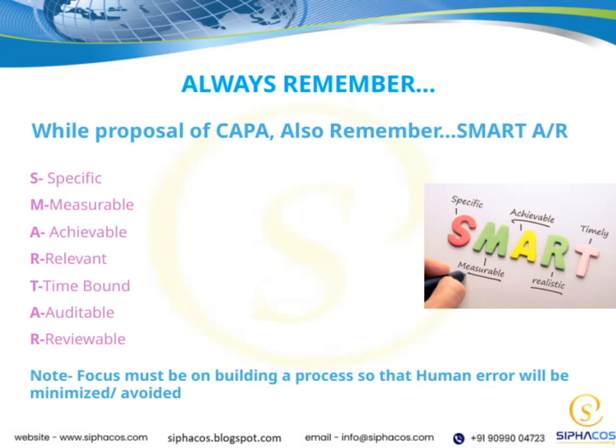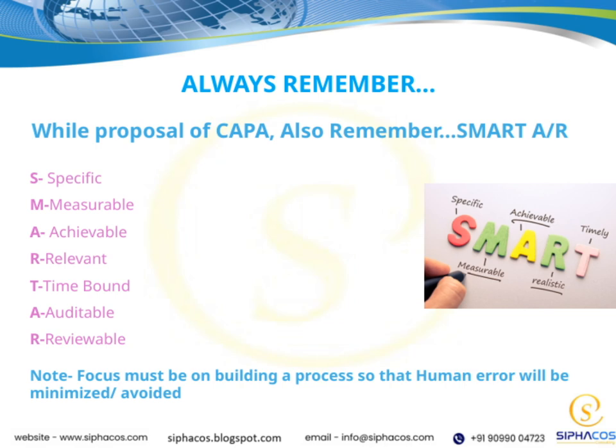Now, let's talk about building an effective process for CAPA proposals that minimizes human error. When setting objectives, remember the SMART criteria: specific, measurable, achievable, relevant, and time-bound. These elements help ensure your goals are clear and realistic. But there's more. Adding auditable and reviewable to the mix makes your process even stronger. Being auditable means you can track and verify each step, which is crucial for transparency and accountability. Reviewable ensures that your process is continually assessed and improved over time.